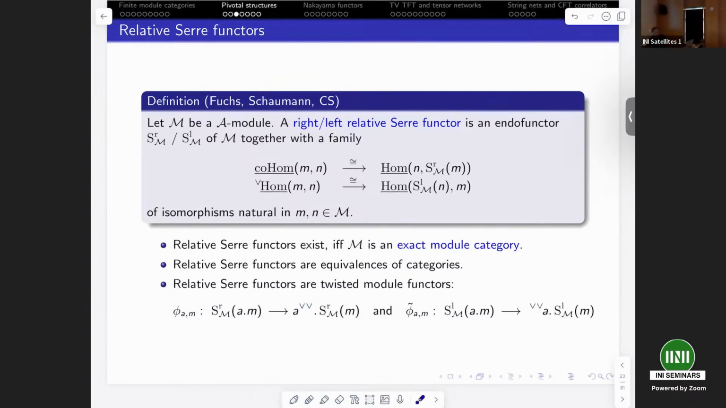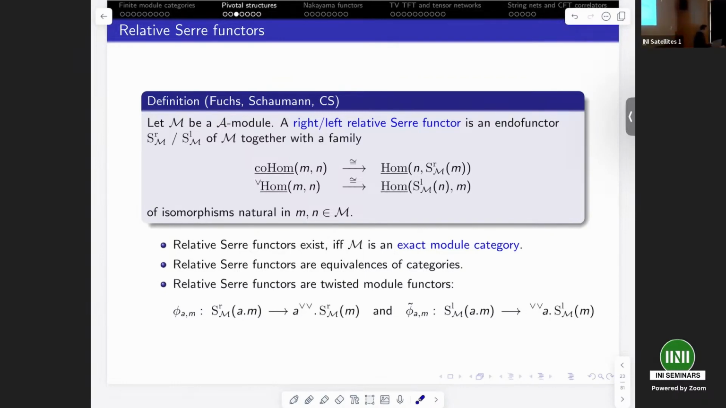Okay. Now, suppose we have a double dual on our monoidal category, then we can play the following game. It's very interesting to ask that the Serre functor is trivialized. Trivialized in what sense? Well, it should be isomorphic to the identity functor. Isomorphic in what way? Well, if possible, as a module functor. It is a twisted module functor, but we have a way to trivialize the double dual.